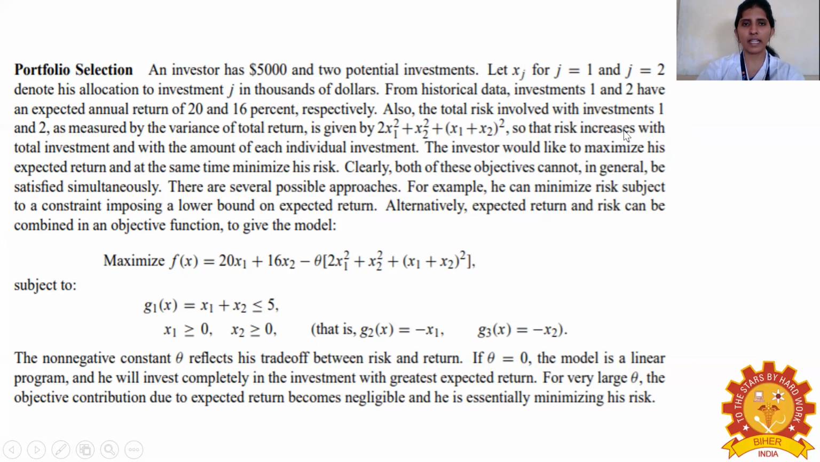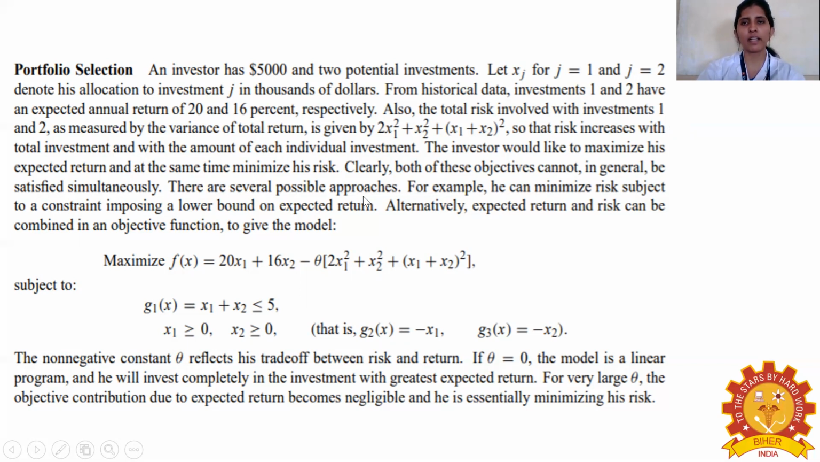So that risk increases with the total investment and with the total amount of each individual investment. So the problem is nothing but the investor would like to maximize his expected return and at the same time he has to minimize his risk. So it is clear that both of these objectives are not possible simultaneously. Okay, so there are several possible approaches for this.